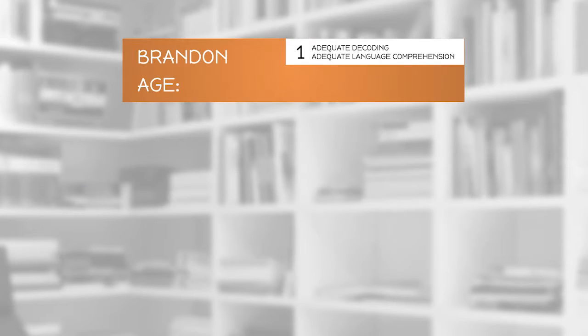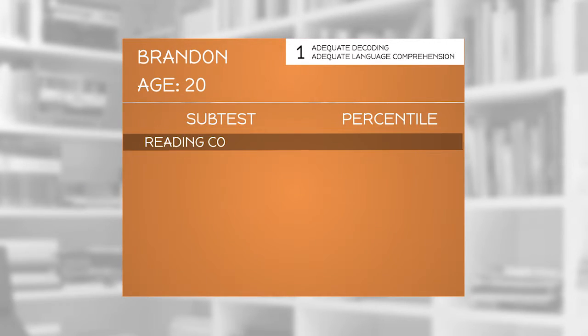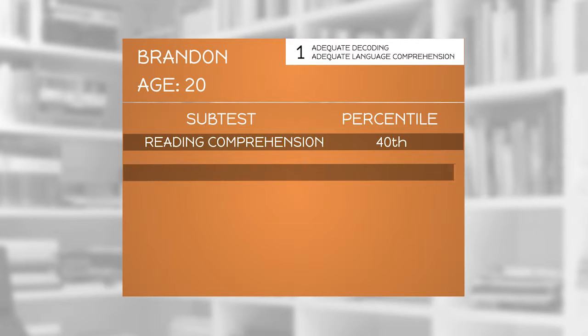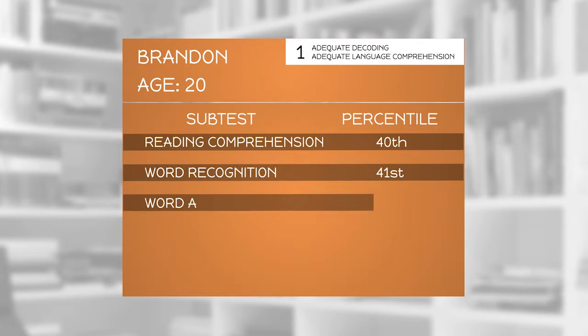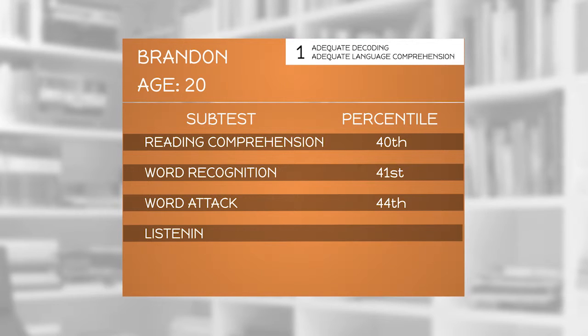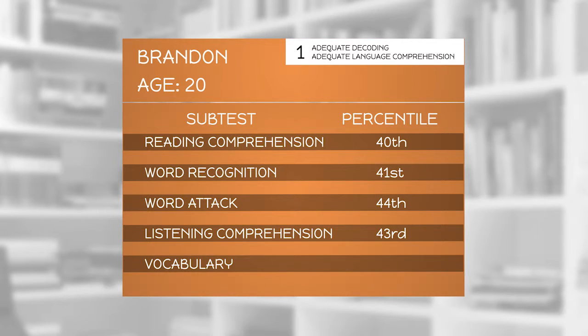Let's take a look at the data from 4 adult learners, beginning with the first profile. Brandon is struggling to keep up with his classes at a local community college. His reading comprehension is at the 40th percentile. Word recognition and word attack are measures of decoding. Listening comprehension and vocabulary are measures of language comprehension. You can see that Brandon scored at or above the 40th percentile on all subtests. Even though his profile falls in quadrant 1, he may benefit from more instruction.